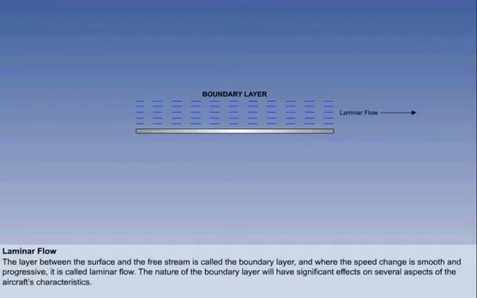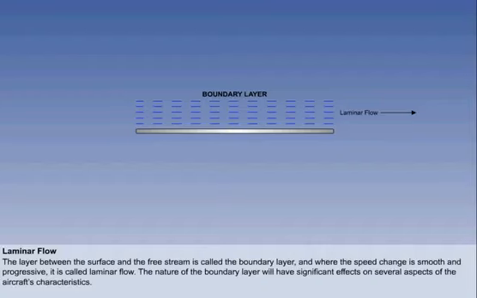Thus, there exists over the entire surface a layer of air whose relative velocity ranges from 0 at the surface to a maximum at the boundary of the air that is affected by the passage of the aircraft. This layer, from the surface to the point where there is no detectable viscous effect, is known as the boundary layer. Where the change of speed is smooth and progressive, the flow is referred to as laminar.